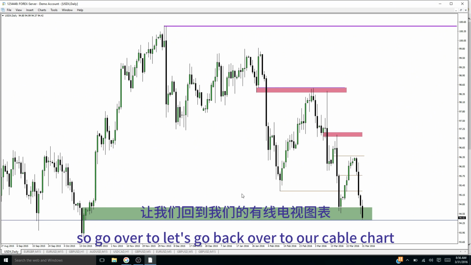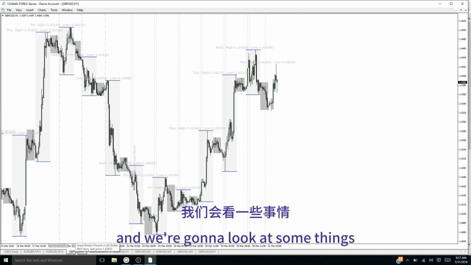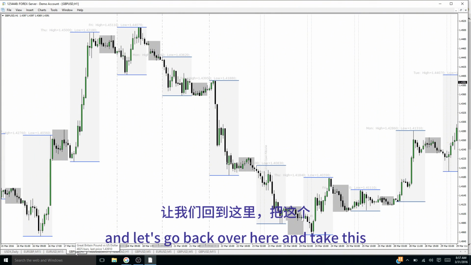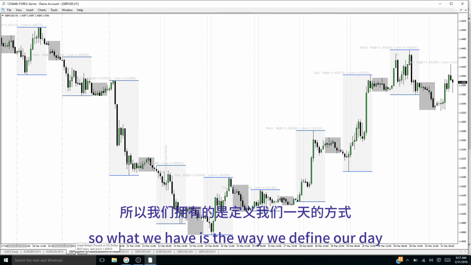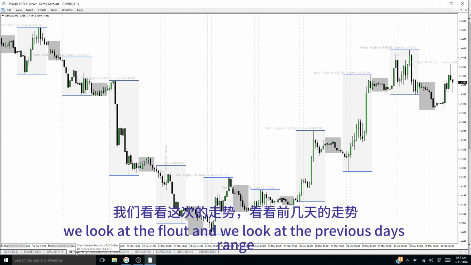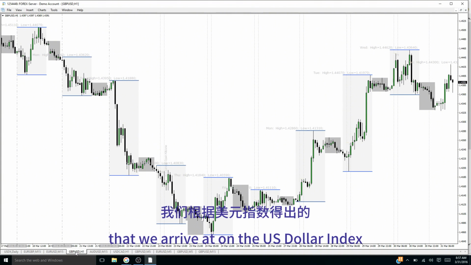So let's go back over to our cable chart, and we're going to look at some things. And let's go back over here and take this. So what we have is the way we define our day. We look at the flout and we look at the previous day's range, and we mold this with the idea that we arrive at on the US dollar index.